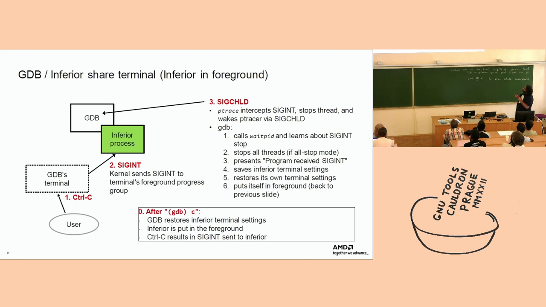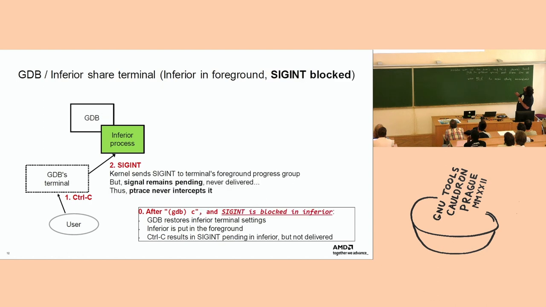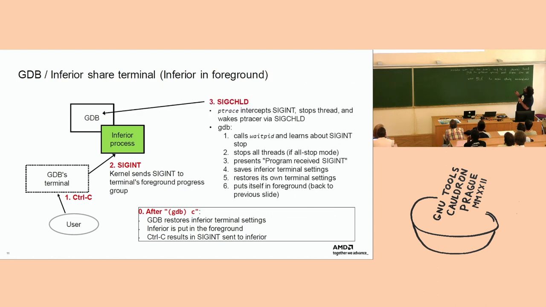And then if you're in all-stop mode, which is the default mode, GDB goes and stops all threads and eventually prints on the screen that the program received SIGINT and does that juggling thing that I mentioned before. It saves the terminal settings of this guy, restores GDB settings, puts this guy in the foreground, and gives you the prompt. Right, so this is how it normally happens.